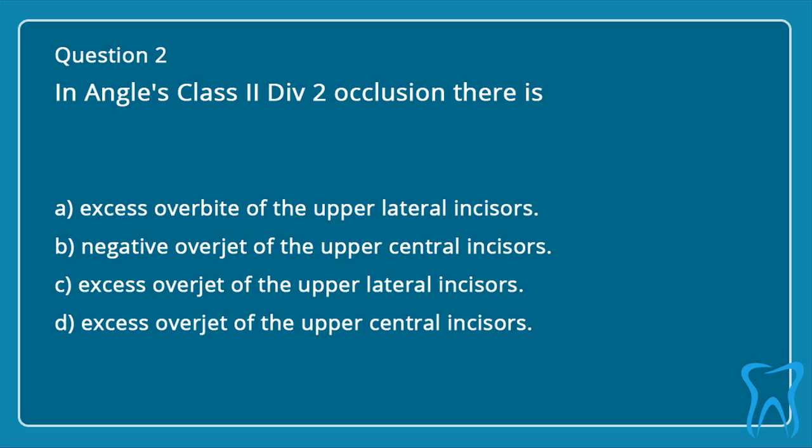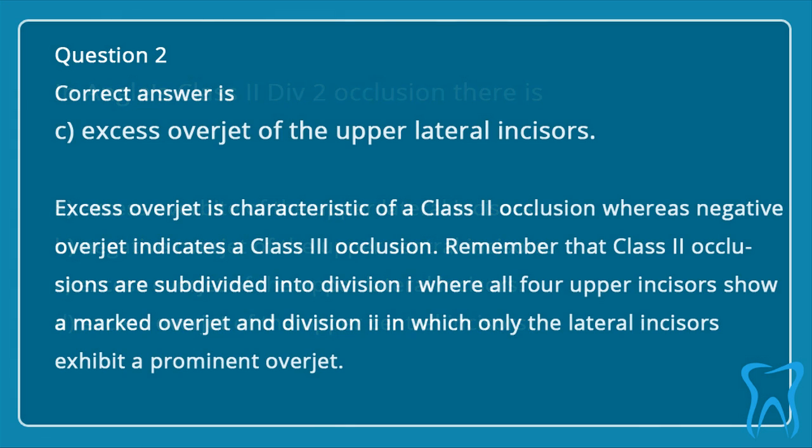Question 2. In Angle's class 2 division 2 occlusion there is A. Excess overbite of the upper lateral incisors. B. Negative overjet of the upper central incisors. C. Excess overjet of the upper lateral incisors. D. Excess overjet of the upper central incisors. Correct answer is C. Excess overjet of the upper lateral incisors.